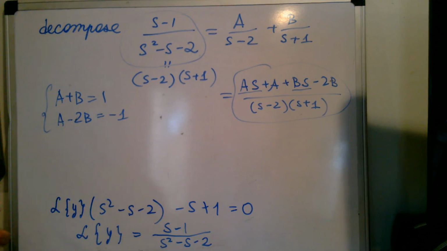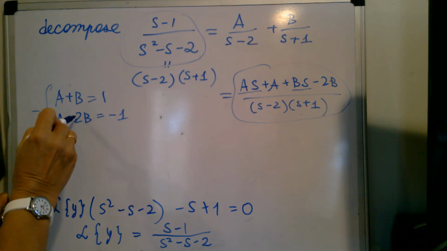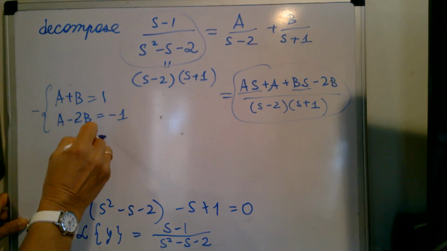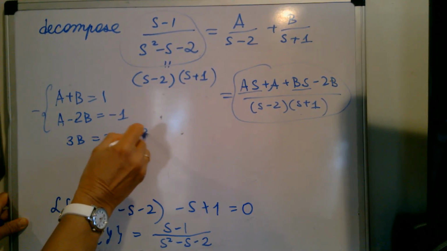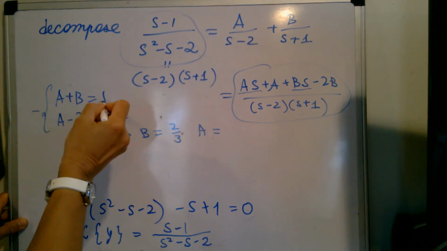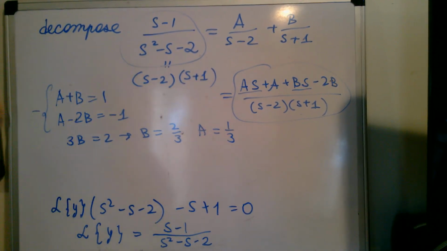So I got a system of two equations with two variables. I'm going to subtract the second equation from the first. So A minus A is 0, B plus 2B is 3B, and that equals 1 plus 1, which is 2, so B equals 2 over 3. From there, because A and B make up 1, A equals 1 over 3. So this is my decomposition.